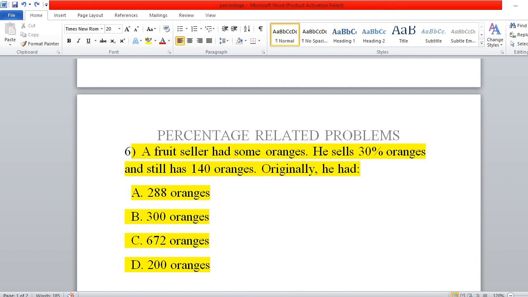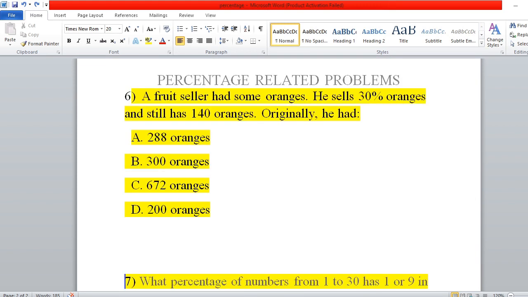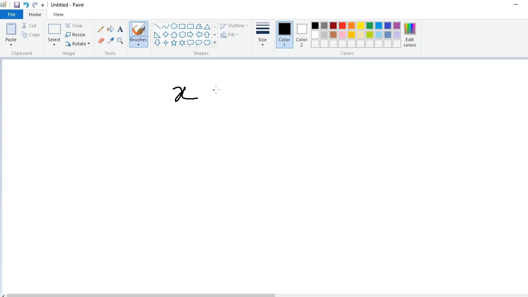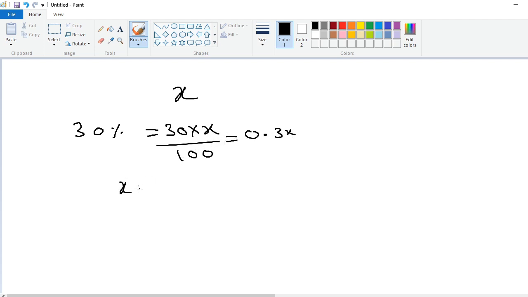Now coming to the sixth question. This is also a very important question. A fruit seller had some oranges. He sells 30% oranges and still has 140 oranges. Originally he had how many? So assume X oranges are there. He sold 30% of oranges, so 30% of oranges means 30 into X by 100, that is equal to 0.3x. So 30% of oranges are sold, and now remaining oranges are x minus 0.3x, that is equal to 0.7x.